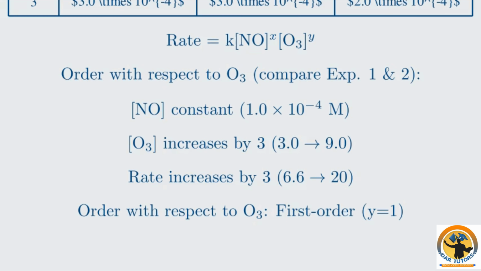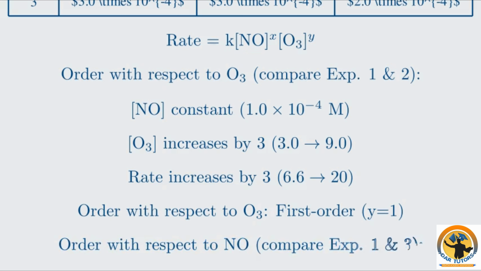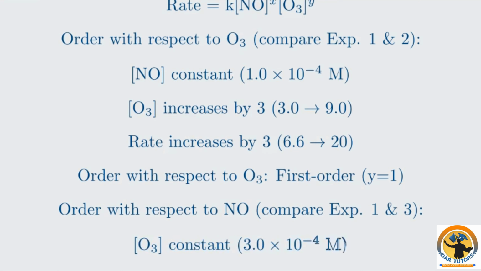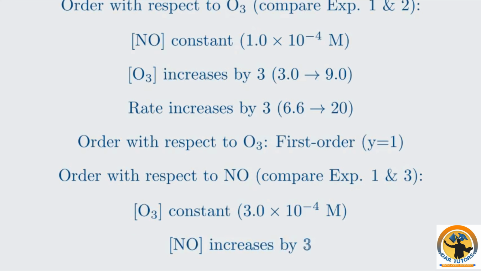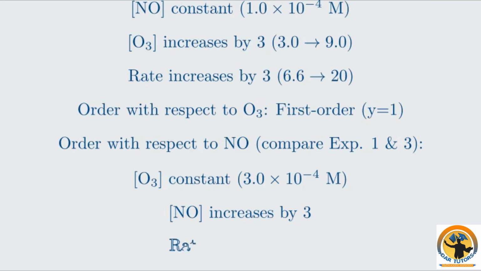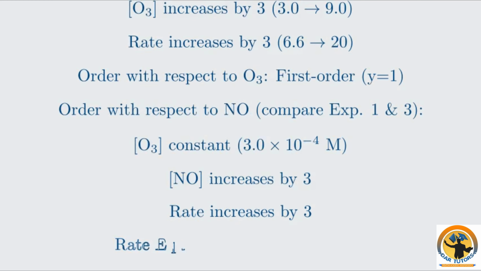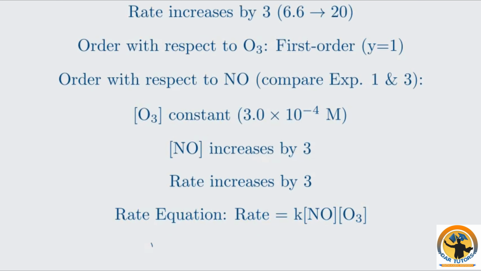Y equals 1. Next, the order with respect to NO. We compare experiment 1 and 3. The concentration of O3 is constant. The concentration of NO triples. The rate also triples. Therefore, the reaction is first order with respect to NO, x equals 1. The rate equation is rate equals k times the concentration of NO times the concentration of O3. The overall order is 1 plus 1, which equals 2.